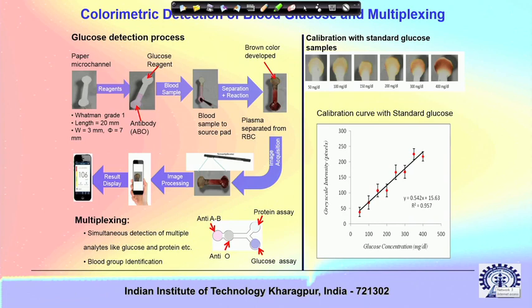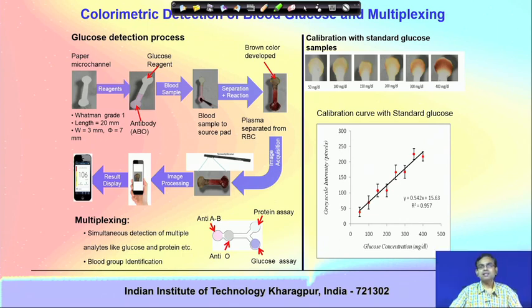In the previous lecture we were discussing pathological intervention using blood samples with the help of paper based microfluidics. So, now I will talk about some illustrative examples of what we have done in our lab as specific pathological tests.